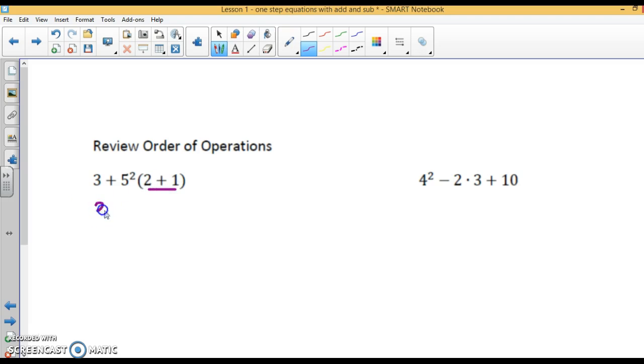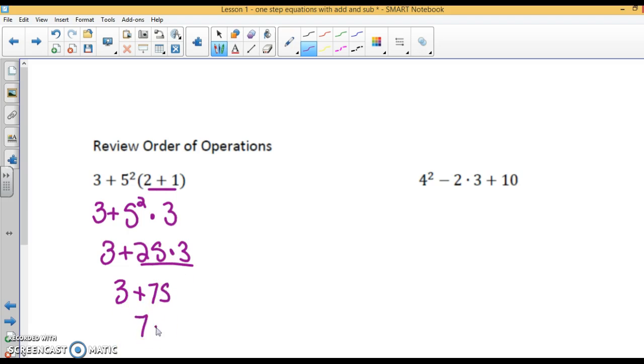So this first problem will be 3 plus 5 squared. It's right next to that, so times 3. Excuse is exponent, so I need to take care of this 5 squared. So 3 plus 25 times 3. My dear is multiply and divide before you add and subtract, so 3 plus 75, which is 78. There's my PEMDAS pizza.